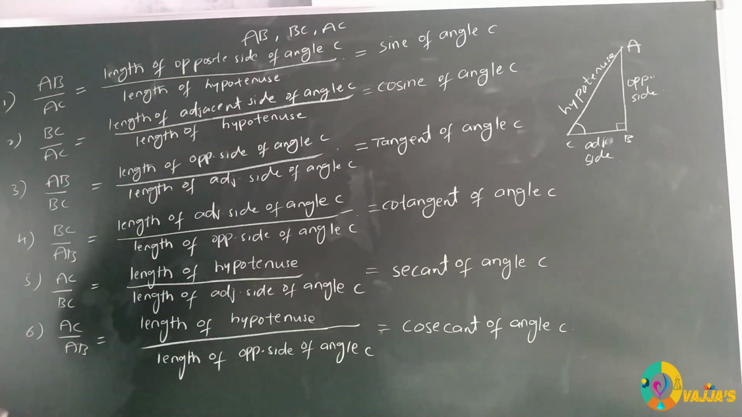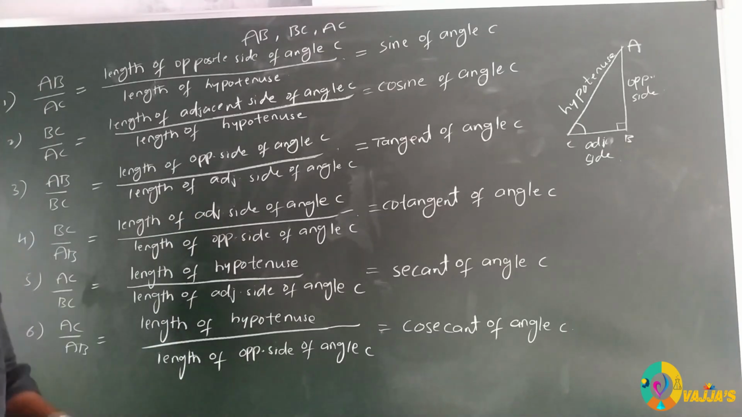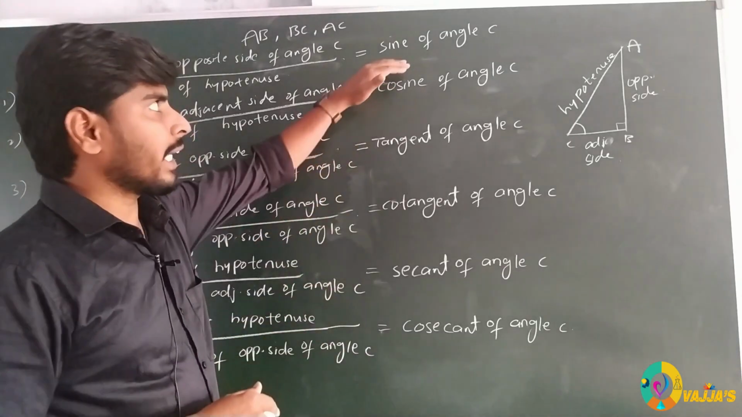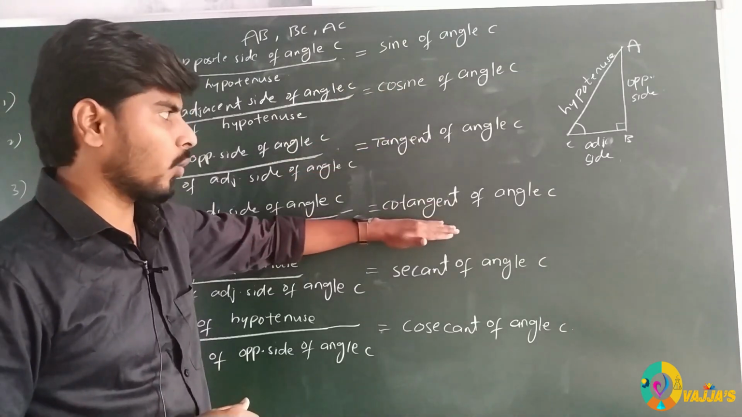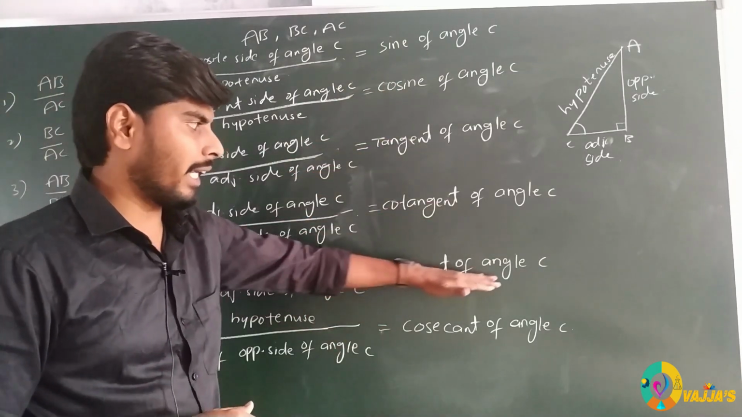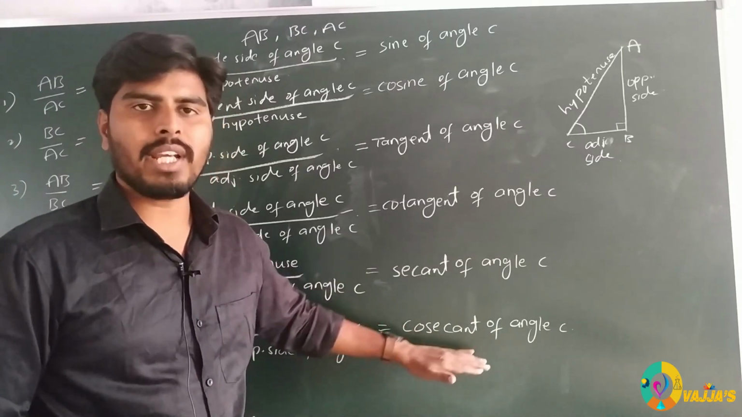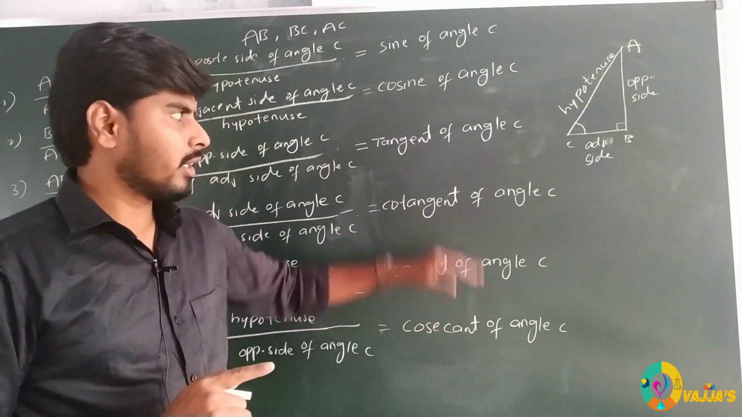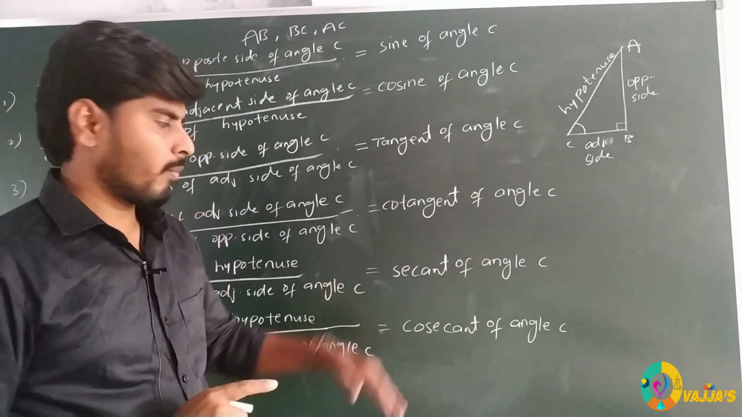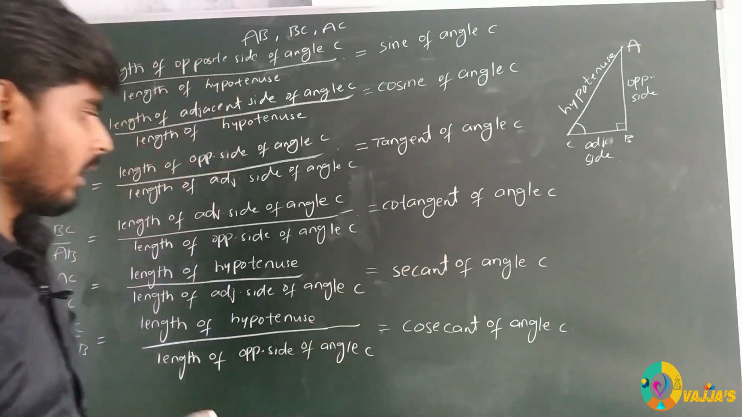This is a relation. Pause the video and write the notes. Now this sine of angle C, cosine of angle C, tangent of angle C, cotangent of angle C, secant of angle C, cosecant of angle C are called the trigonometric ratios. These are trigonometric ratios, right? Write the notes clearly.